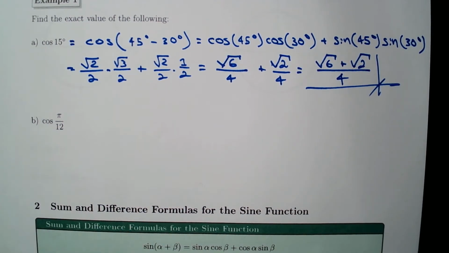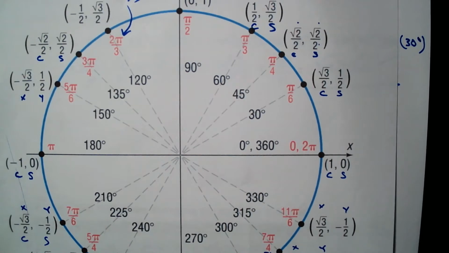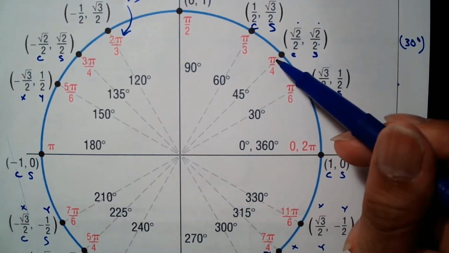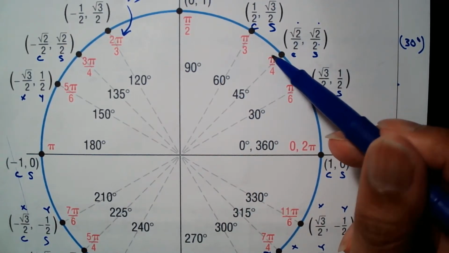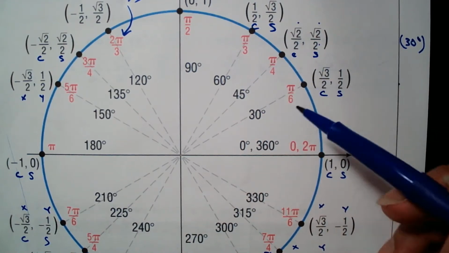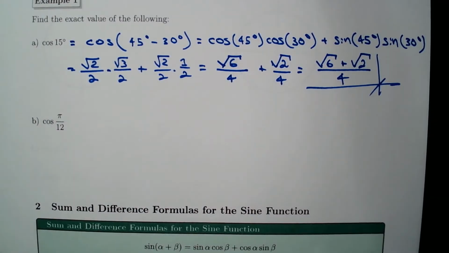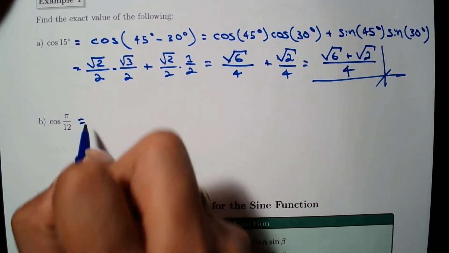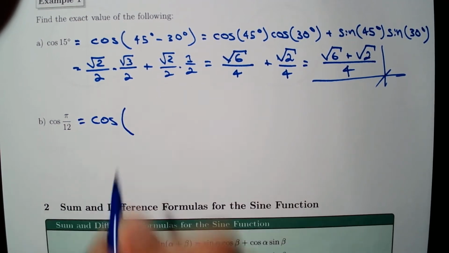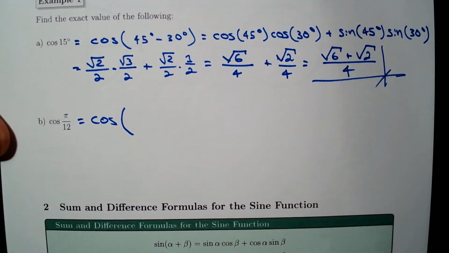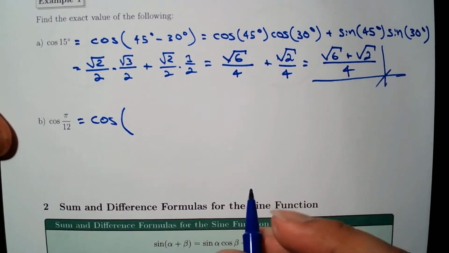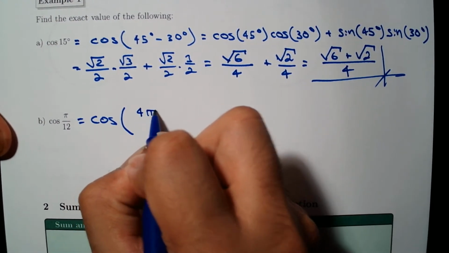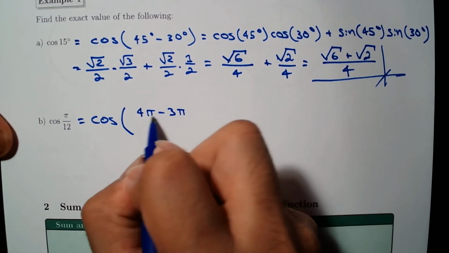Well, again, we have pi over 6, pi over 4, pi over 3, but we do not have pi over 12, right? Okay, so what's the trick for cosine of pi over 12? Number one, the trick is to write cosine of pi over 12 as cosine of 4 pi minus 3 pi, over 12.